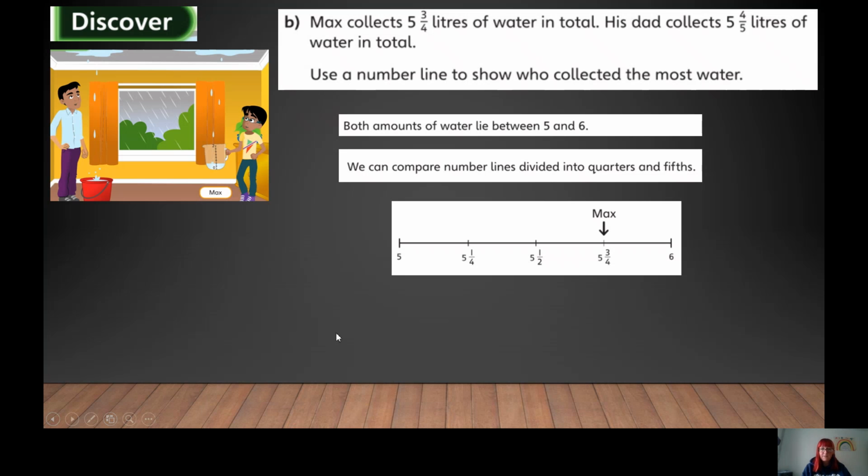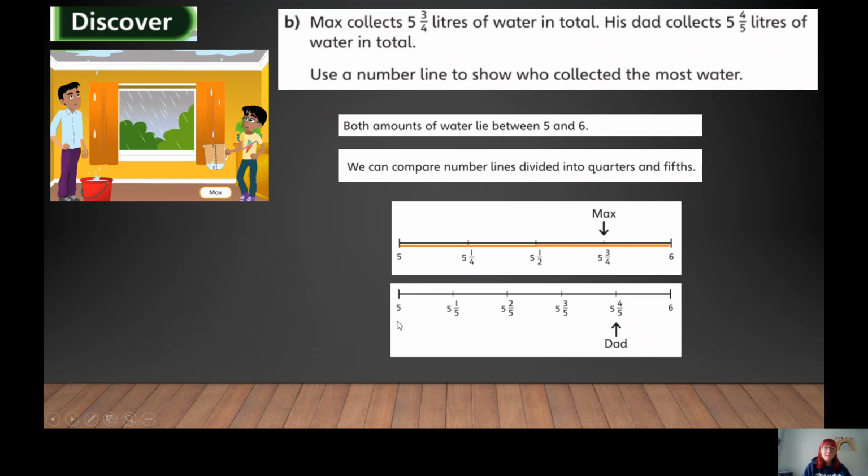Here's Max, all right? 5 in steps of a quarter and 6. So according to this number line, we have got equal quarter parts. So between 5 and 6 litres, we have split this number line into 4 equal parts, each interval representing a quarter at a time. And here is the amount that Max has collected in water, 5 3/4 litres.